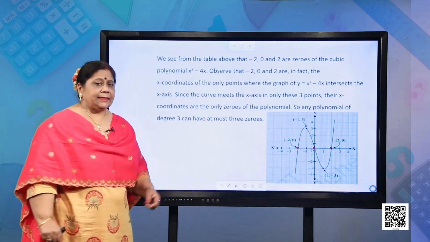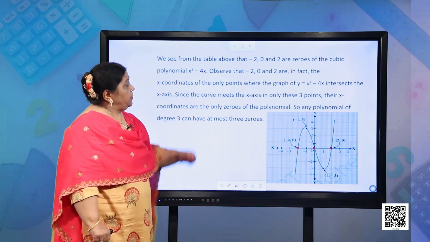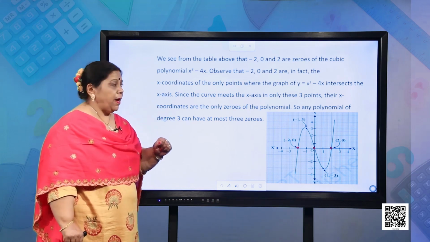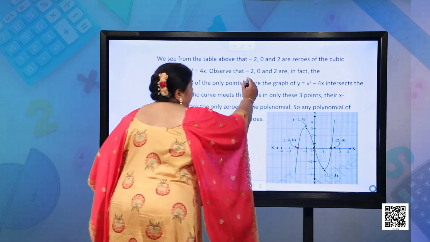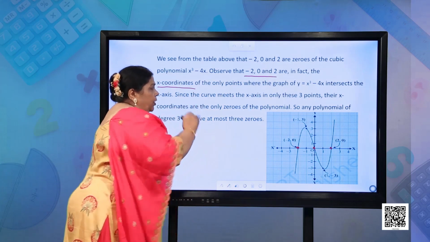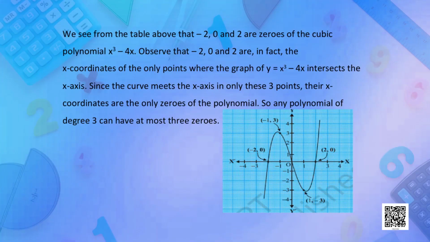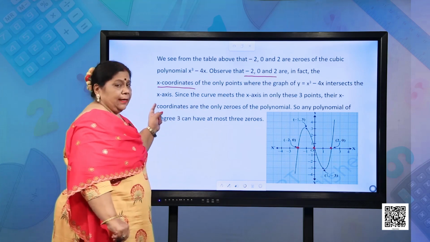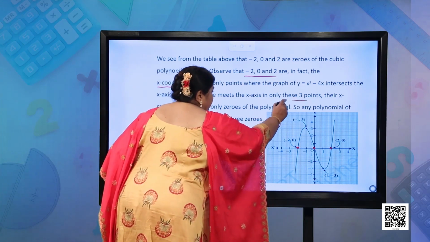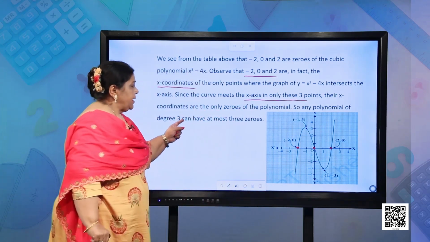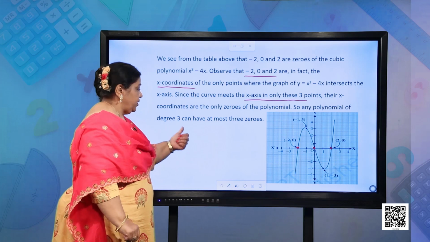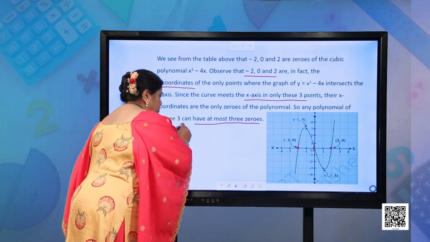The graph is cutting the x axis at 3 points. We see from the table that -2, 0 and 2 are zeros of the cubic polynomial x³ − 4x. Observe that -2, 0 and 2 are in fact the x coordinates of the only points where the graph of y = x³ − 4x intersects the x axis. Since the curve meets the x axis at these 3 points, these x coordinates are the only zeros of the polynomial. So, any polynomial of degree 3 can have at most 3 zeros.